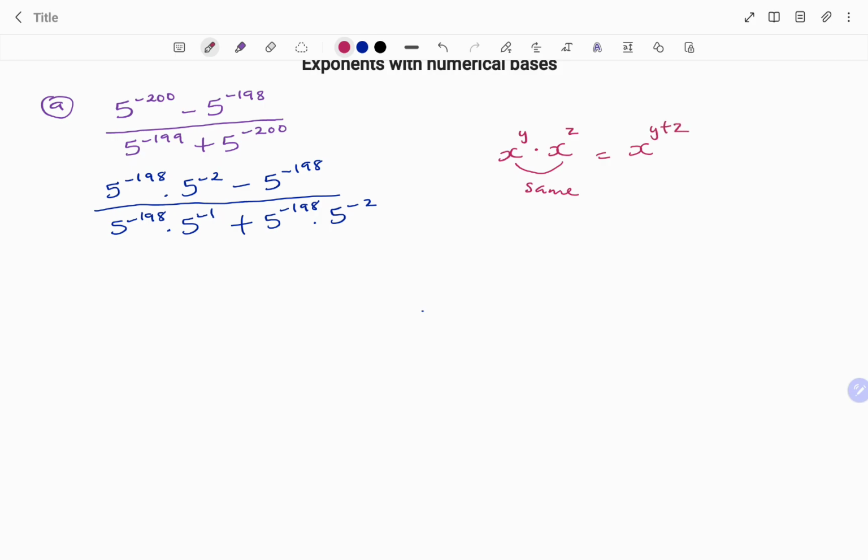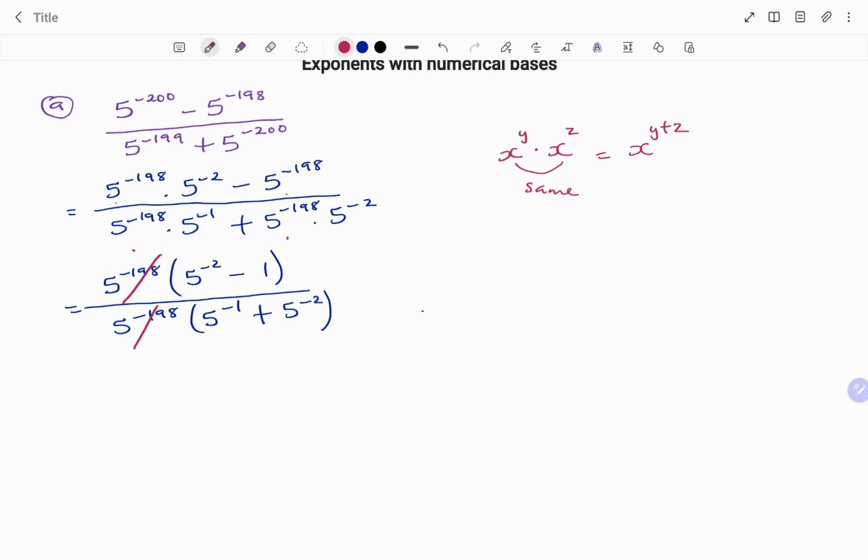Now, if you check my expression, 5 to the power of minus 198 is common to each term, so I'm going to be factorizing that out. That will be 5 to the power of minus 198 in brackets, 5 to the power of minus 2 minus 1, divided by 5 to the power of minus 198, and in the bracket 5 to the power of minus 1 on my left, plus, on my right, 5 to the power of minus 2. This cancels, because 5 to the power of minus 198 divided by 5 to the power of minus 198 is 1.